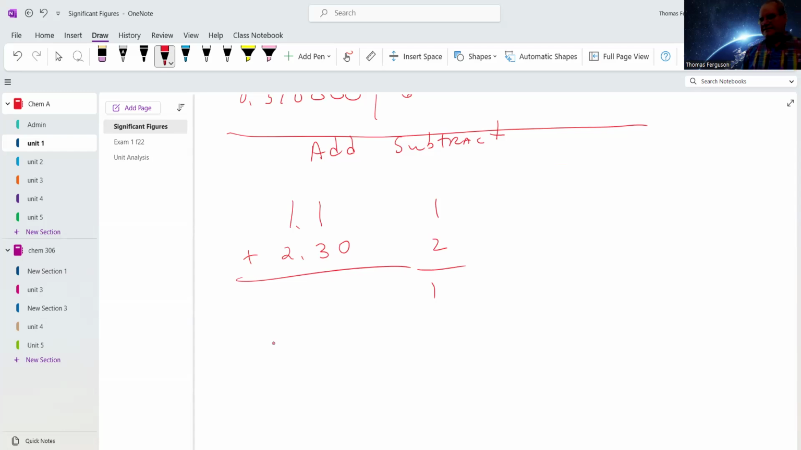Okay, so let's add this. This is a really hard problem, okay? So the answer is 3.4, not 3.40 like you'd get on your calculator. All right, so now this is only for addition and subtraction, not multiplying, dividing. There's another set of rules for that.